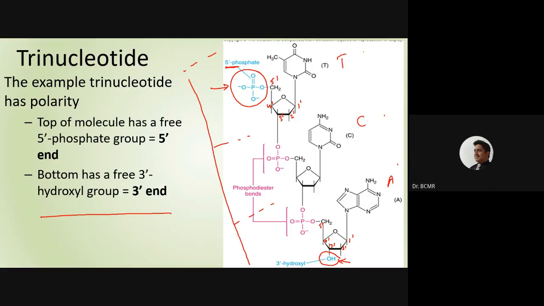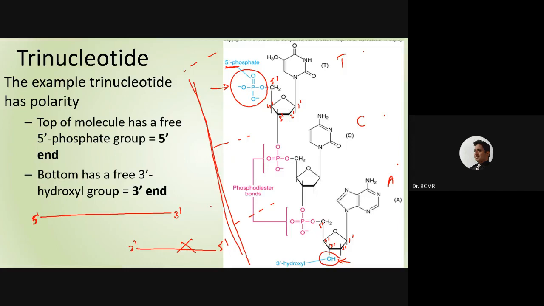And the key thing is you always have to write what is 5 prime, and the opposite end would be 3 prime end. If you are talking about a single strand DNA, this is a single strand DNA that you're seeing here. You should always start with 5 prime end. You should not represent it the other way; that will be a wrong representation.